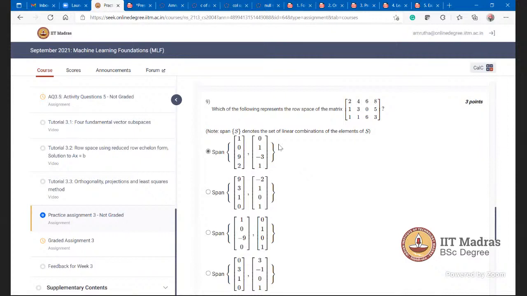Even before this 2, 4, 6, 8, you would have obtained. So these are also linear combinations of this basis. That is why they are a basis for your row space. So it is best practice to find the row space directly from the reduced row echelon form itself.